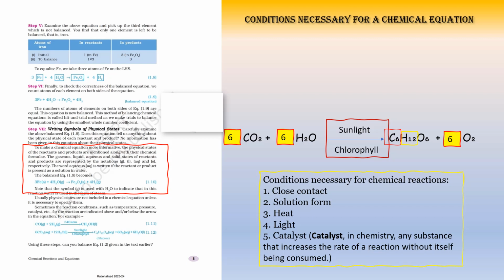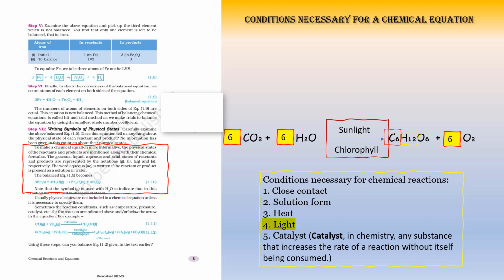Other than that, for a chemical equation to take place, the reactants may need to be very close or in close contact to each other. They may be in the solution form, like just now I have mentioned AQ, aqueous. So maybe in some cases the solid reactants do not react. You may need to form an aqueous solution by adding water or maybe by adding any kind of acid. So a solution form may speed up the reaction or may allow the reaction to happen.